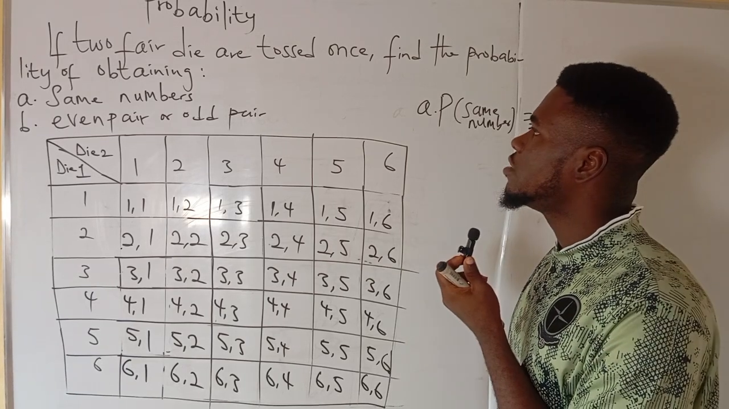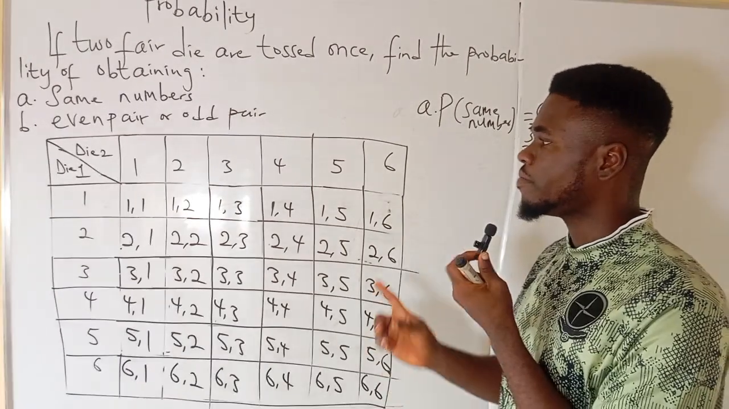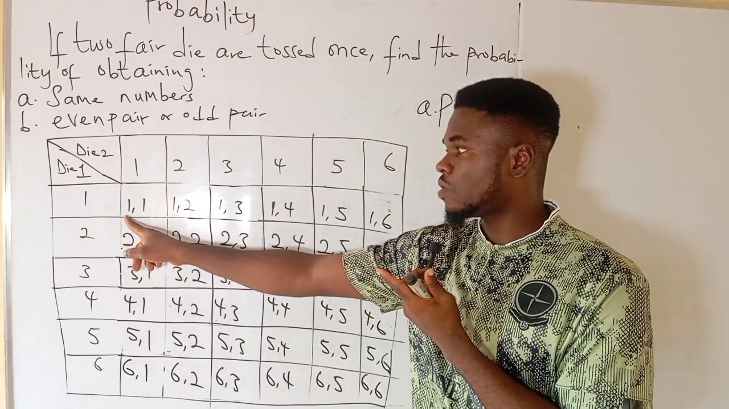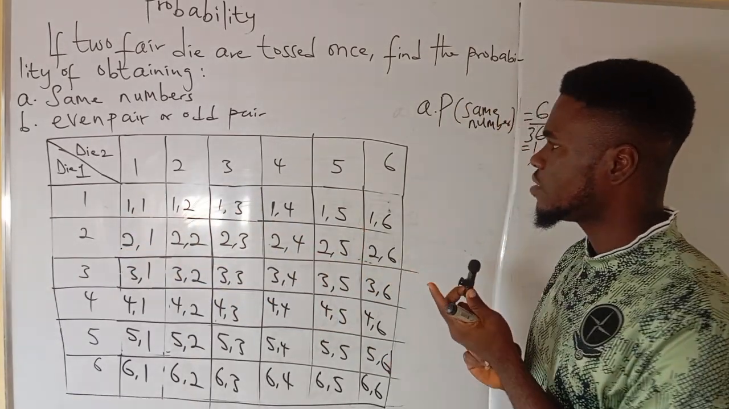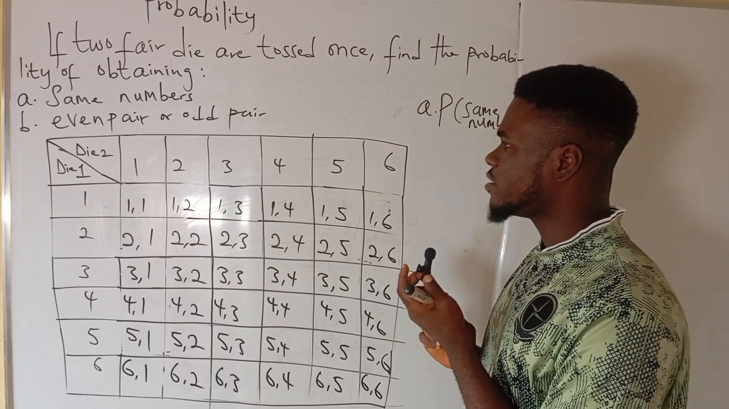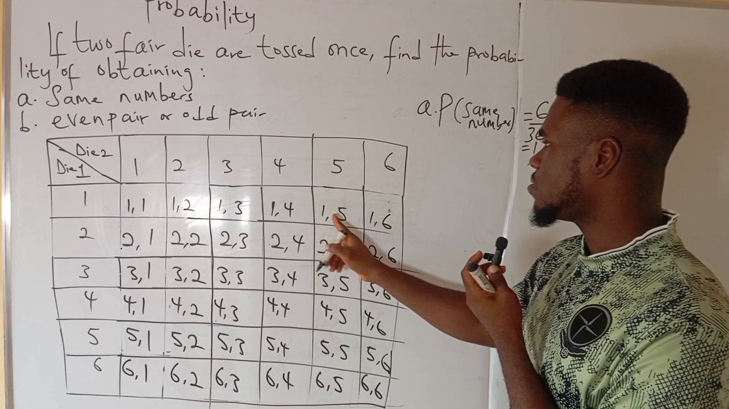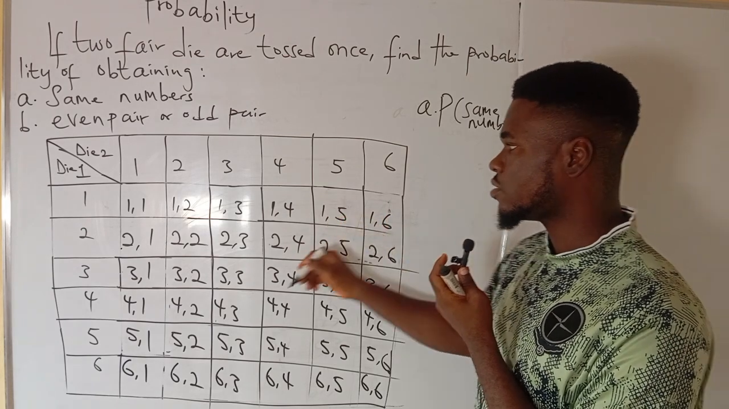B said, probability of obtaining an even pair or odd pair. Pair means just like this is a pair, 1 comma 1 is a pair. You want an even pair. Let's start with the even pair. For the even pair, that is a pair that is an even number. The first row is not going to count because 1 is an odd number. So this is an even pair.